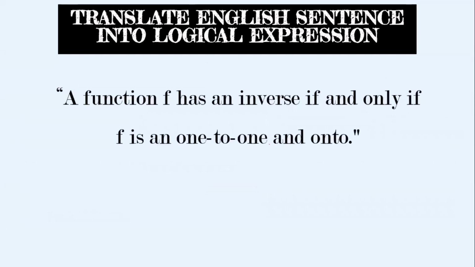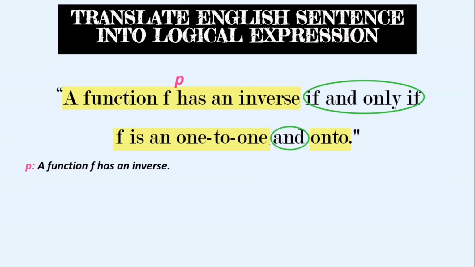A function f has an inverse if and only if f is one-to-one and onto. So, tingnan muna natin kung ano-ano yung mga simple propositions natin. So, we have a function f has an inverse, f is one-to-one, and onto. Okay? So, mag-assign tayo ng variables, and then tingnan natin kung ano-ano yung mga operators na ginamit. So, we have if and only if, and then yung ating word na and. So, we have P as function f has an inverse, f is one-to-one, and f is onto. Okay, so, mga symbol na gagamitin natin, if and only if. So, ibig sabihin ito ay biconditional.